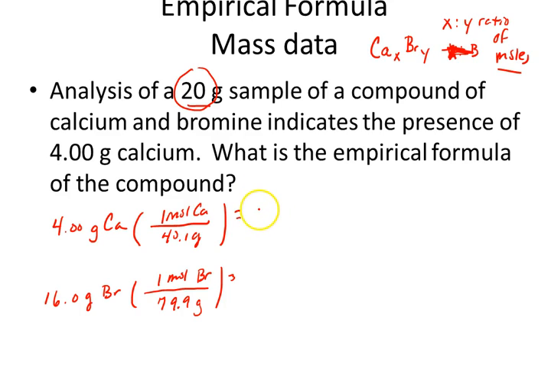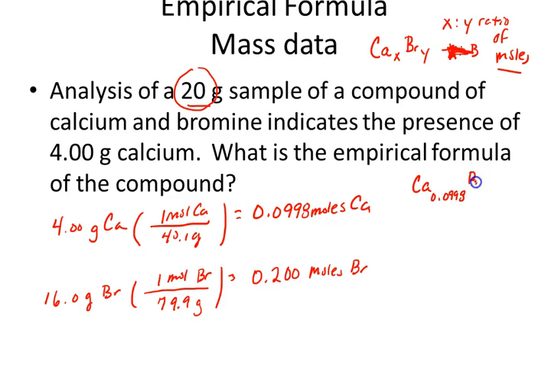That gives us, for the calcium, 0.0998 moles calcium to 0.200 moles of bromine. So technically we've got Ca 0.0998 Br 0.200. But obviously that's not a typical chemical formula. We've got to have simple whole numbers.